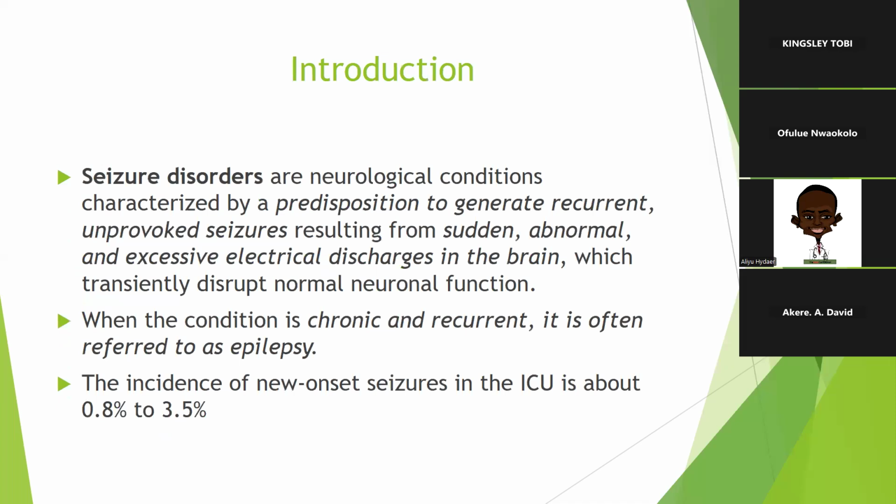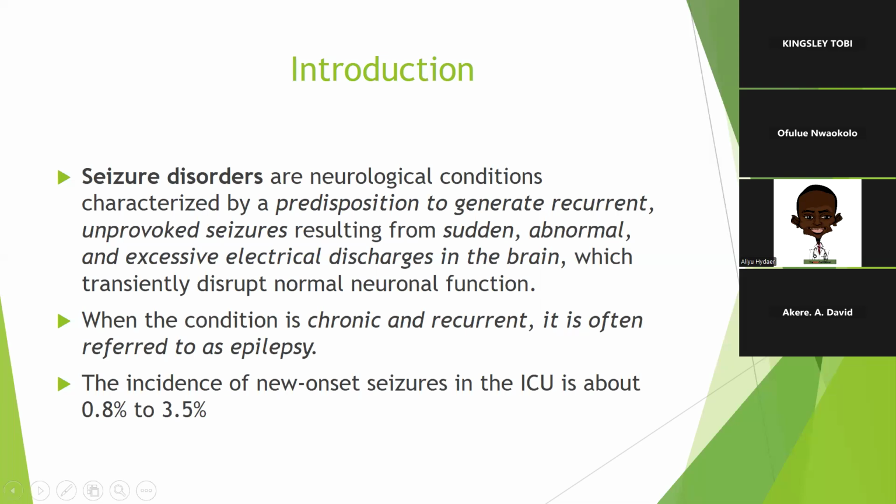So, by way of introduction, seizure disorders, as we know, are neurological conditions which are characterized by predisposition to generate recurrent unprovoked seizures resulting from sudden, abnormal, and excessive electrical discharges in the brain, which transiently disrupt normal neuronal function. So it's a neurological condition characterized by spontaneous generation of recurrent unprovoked seizures resulting from sudden, abnormal, and excessive electrical discharges in the brain.